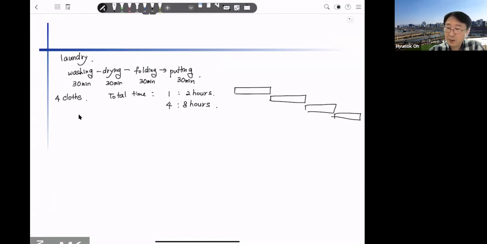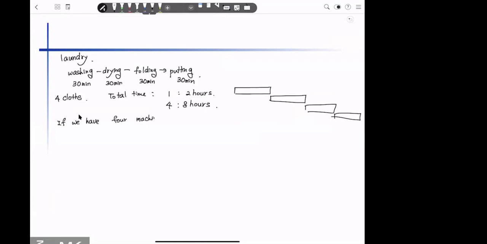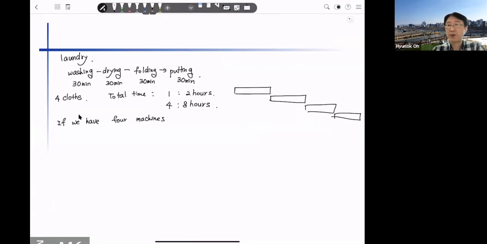However, you know that if we have 4 machines, like washing, drying, folding, and putting the clothes into the drawer, in that case, what can we do? We can apply pipeline.